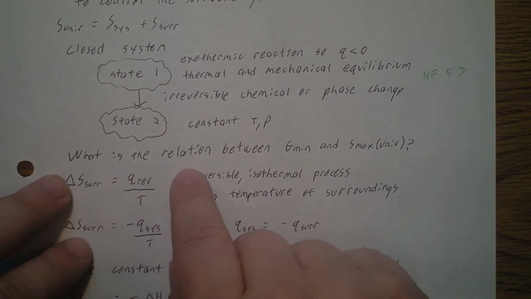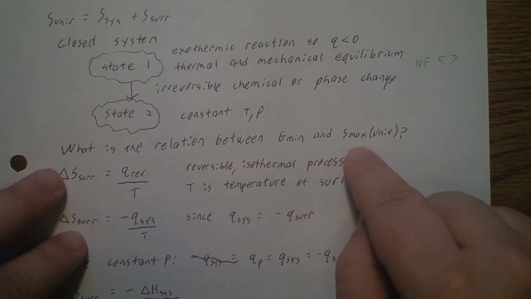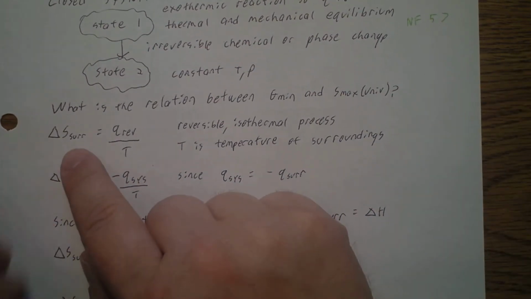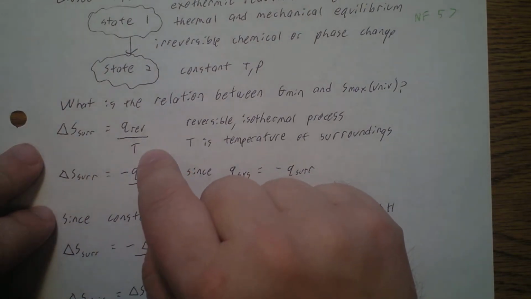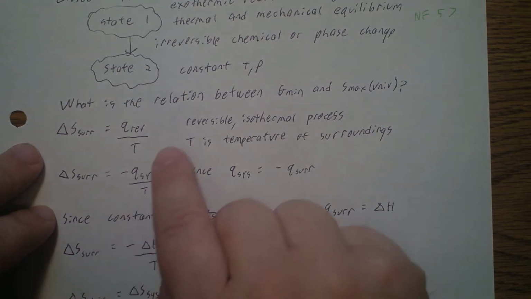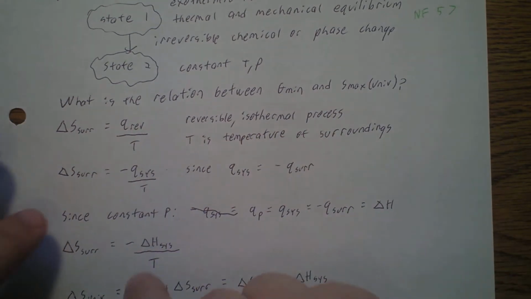So what is this relation between the minimization of the Gibbs free energy and the maximum of the entropy of the universe? Well, we know that the change in the entropy of the surroundings has to be Q reversible divided by T. And T, of course, would be the temperature of the surroundings. And this is true for a reversible isothermal process.